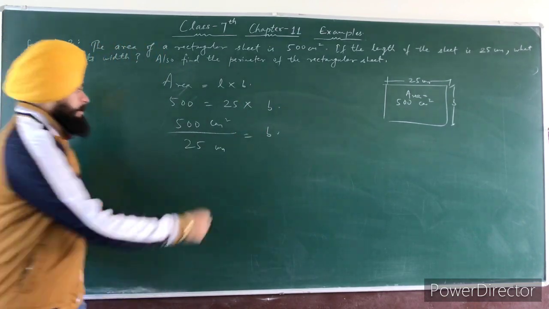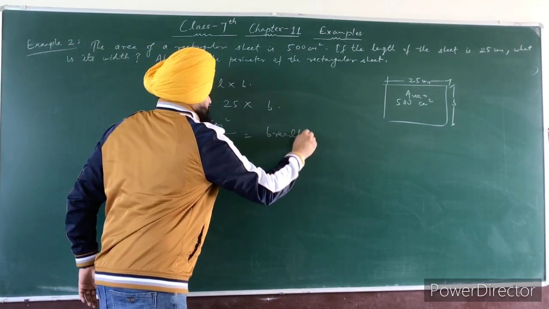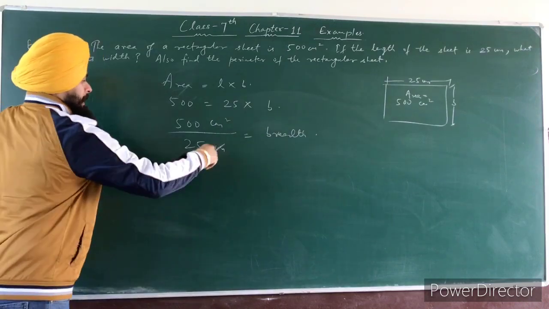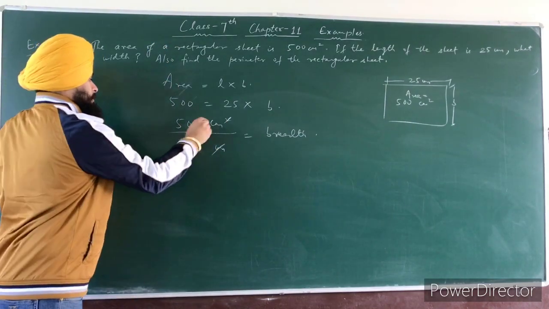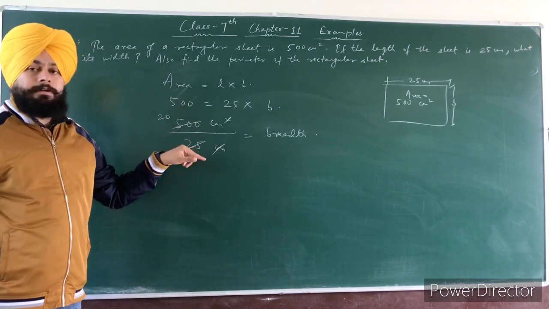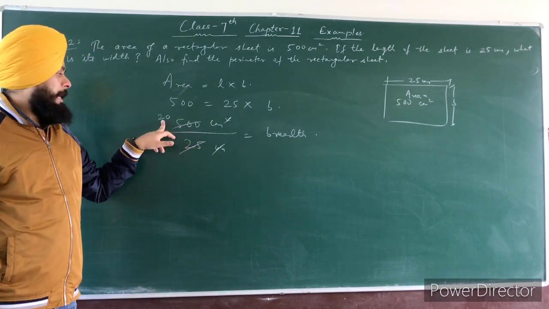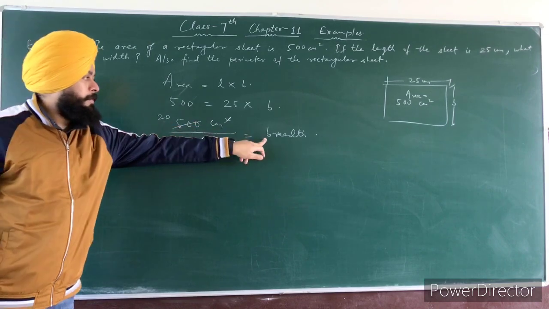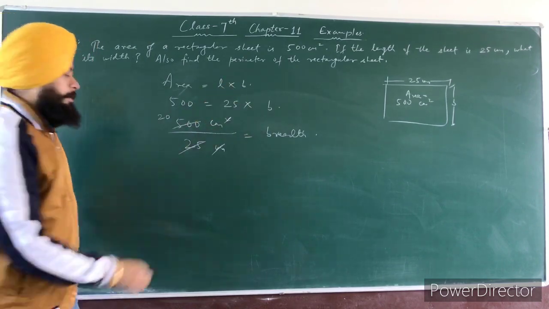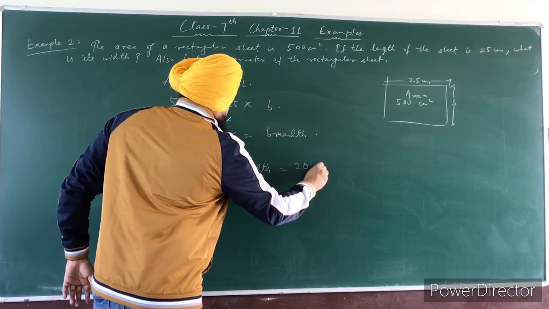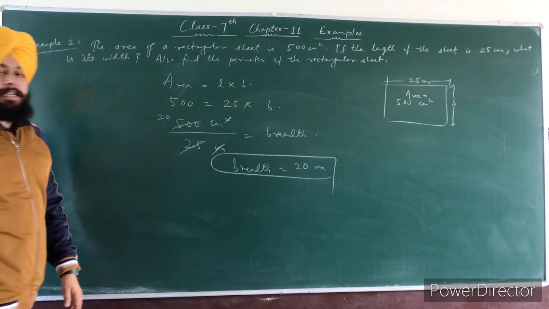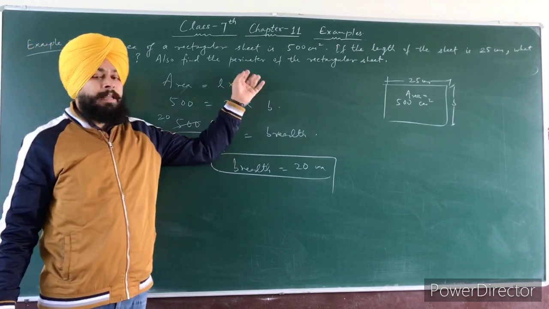Clear students? B means breadth. So this centimeter square is cancelled. Now 25 twenties are 500. 25 twos are 50, and put 0 here. So the breadth of this rectangular sheet is 20 centimeter. Now we will find its perimeter also.